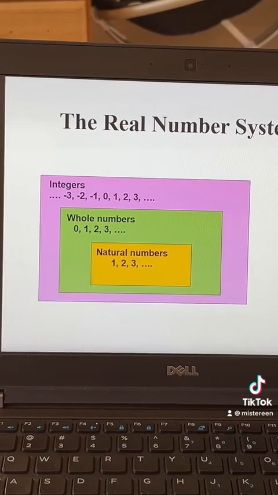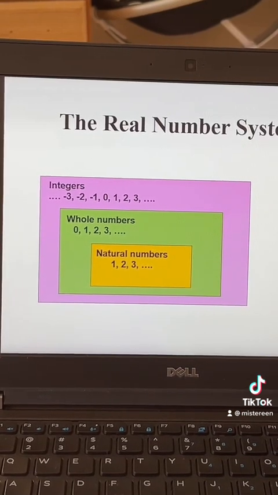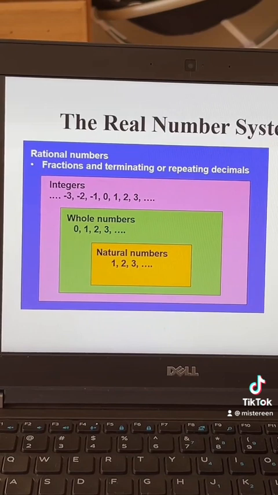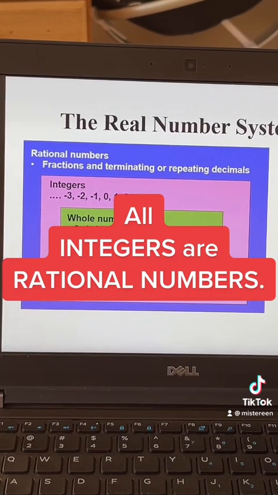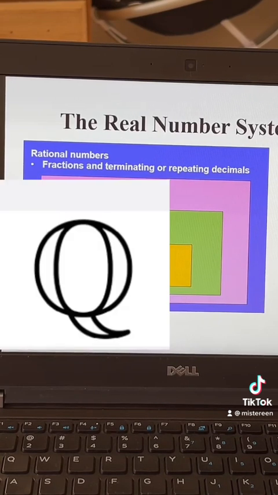The next bigger group to integers is the group of rational numbers. These are numbers that can be expressed in a fraction form or decimal numbers. This includes all the integers also. Now, here's the symbol for rational numbers.